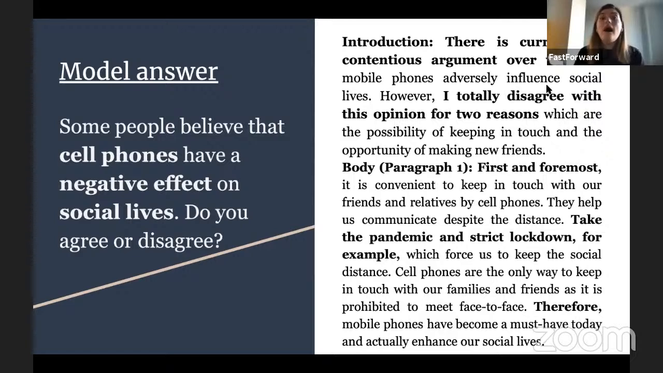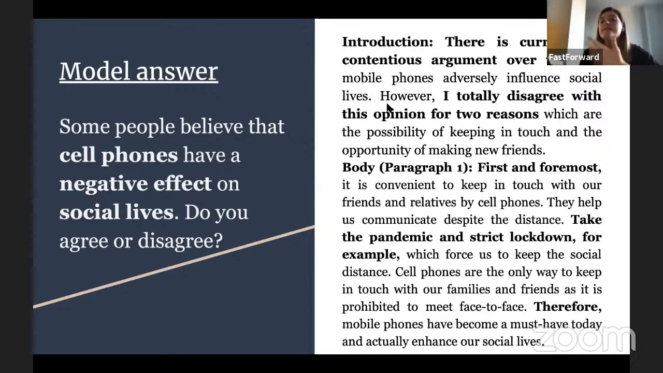Yeah, so you see, I just paraphrase mobile phones and adversely influence, and I kept social lives. Guys, please make sure you cannot paraphrase every single word. It's impossible. Sometimes we cannot find a synonym, or we cannot find another way to say it. So it's fine if you don't paraphrase something. Like I didn't paraphrase social life, so it's fine. I'm not going to be penalized because I paraphrased the whole sentence mostly. I said mobile phones adversely influence. That's a lot already, okay?